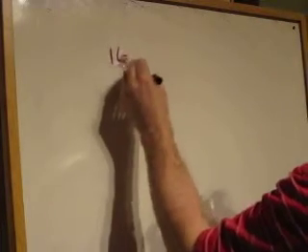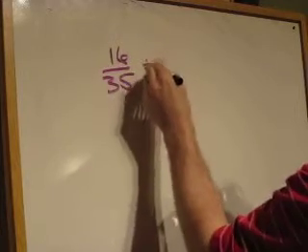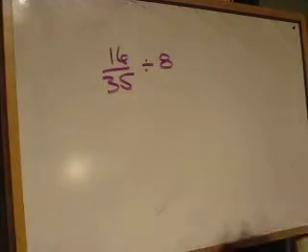Alright, 3.4b is where we're at now, and we're still on page 197. We're just going to do a few more of the problems here. 16 over 35 divided by 8.